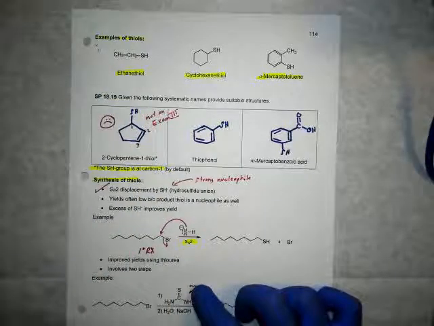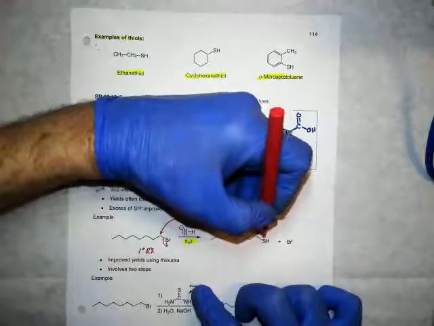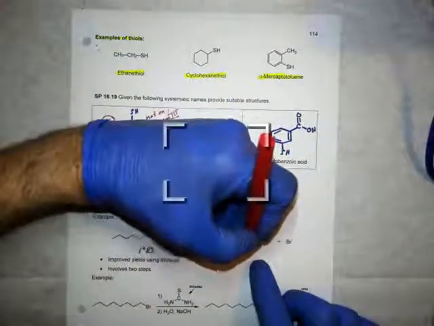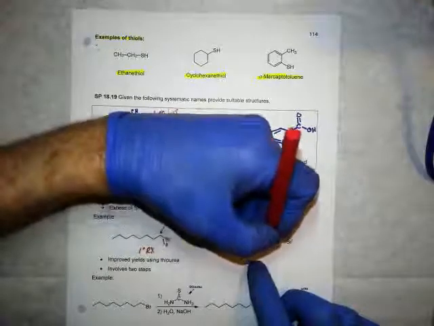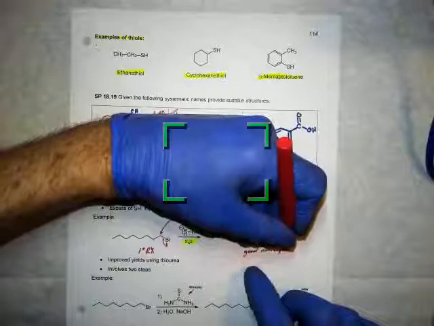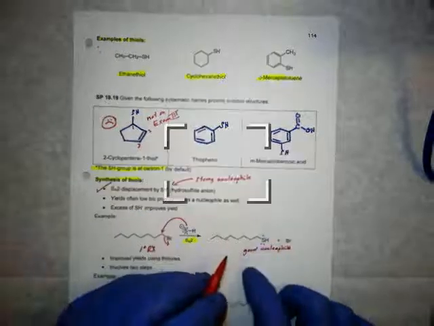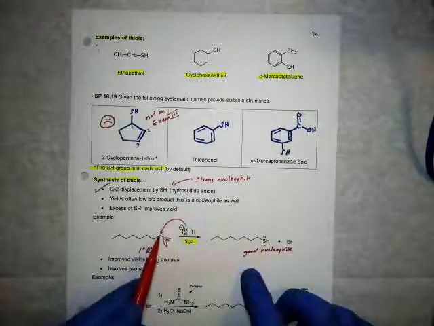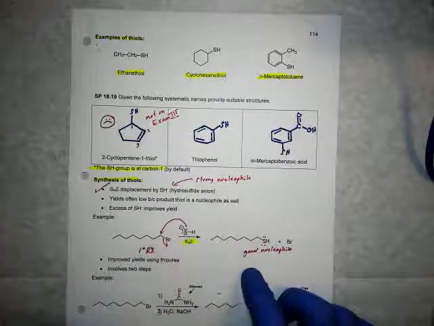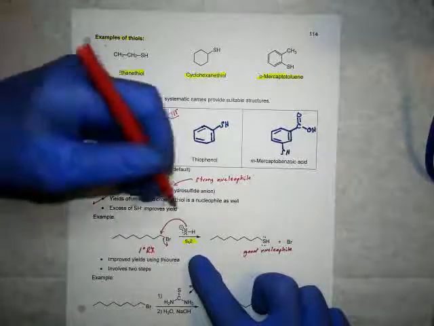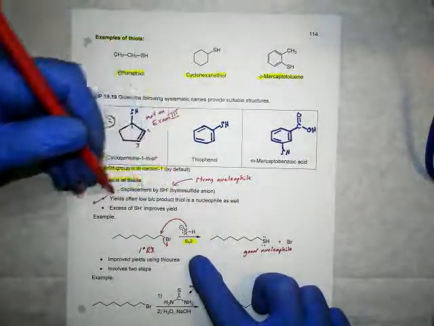Now that seems pretty good, right? We got our SH group there now. But here's the problem. This is a good nucleophile as well. So what would it do? It would go back and react with the primary bromide as well, giving you a sulfide. So if you use this process, the yields are low because the thiol is a nucleophile as well.